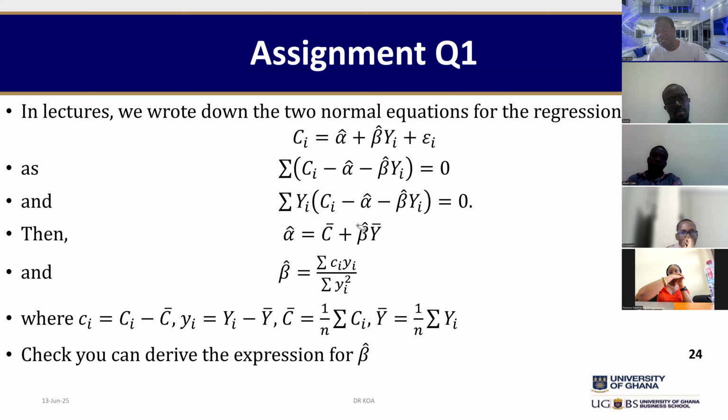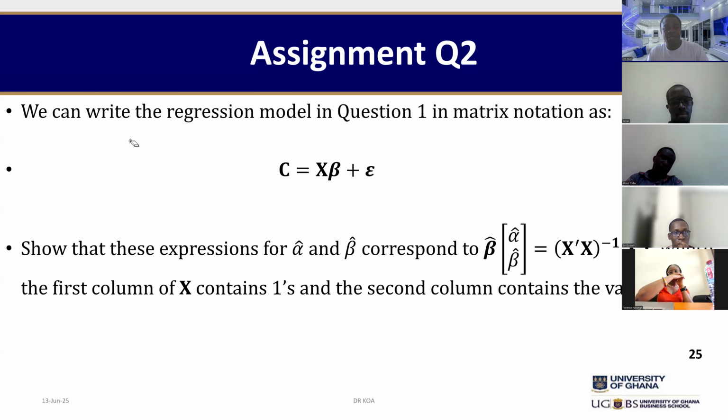Now, I did that, but I didn't use the consumption function. I want you to derive the expression for the beta cap, this time not using the X and the Y that I did, but using the consumption and the income that you have here. So try that, the expression for the beta cap. How do you find the beta cap here? It's very easy, basically. The next one, we can write the regression model in question 1 in a matrix form.